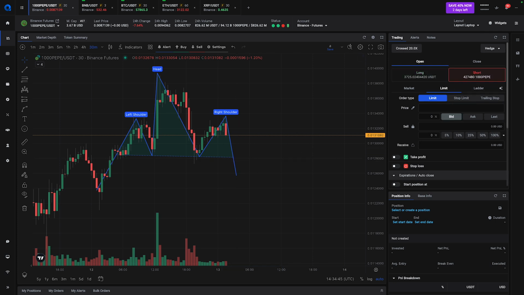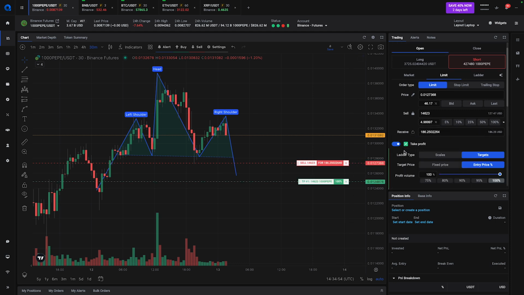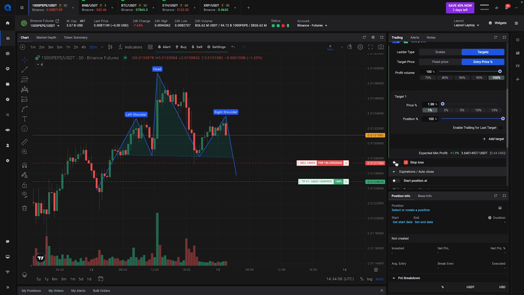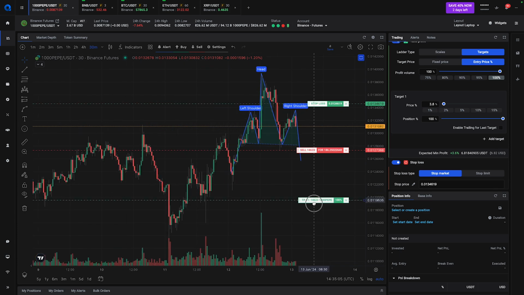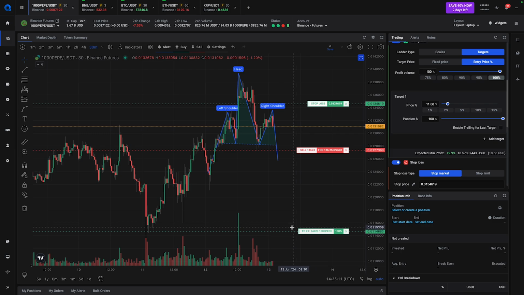So we go over to the short part, we select the price to say we want to start one here, and we specify some size, a take profit, and the stop loss we want to add. Now we can say that the stop loss should be above the right shoulder, and the take profit can be all the way down here for this nice support line.